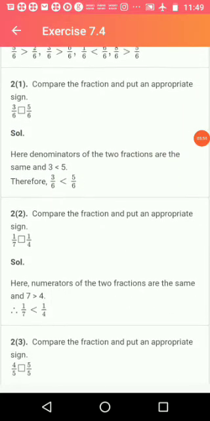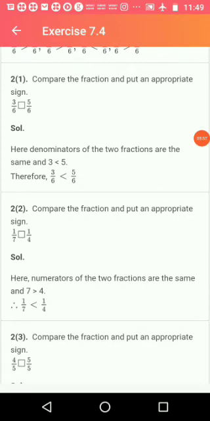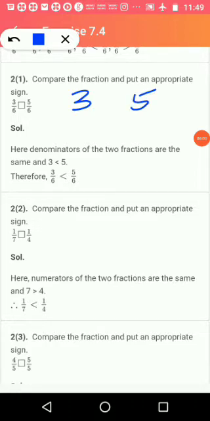Next, compare the fractions and put an appropriate sign. So how do you compare the fractions? You see 3 by 6 and 5 by 6. 3 and 5, what sign will come? 3 is lesser than 5. So 3 by 6 is lesser than 5 by 6.